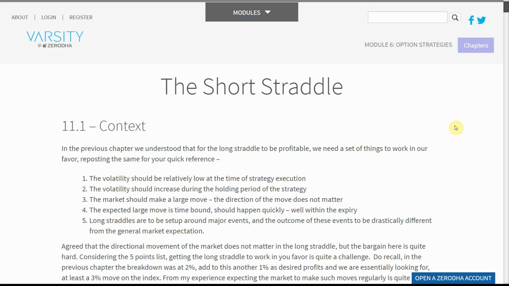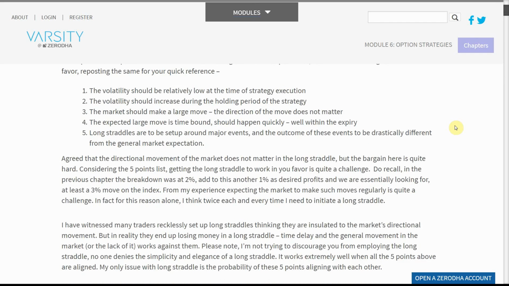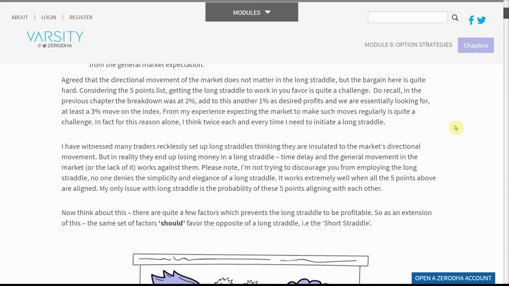Agreed that the directional movement of the market does not matter in the long straddle, but the bargain here is quite hard, considering the 5 points list. Getting the long straddle to work in your favor is quite a challenge. Recall, in the previous chapter the breakeven was at 2%. Add to this another 1% as desired profit and we are essentially looking for at least a 3% move on the index. From my experience, expecting the market to make such moves regularly is quite a challenge.